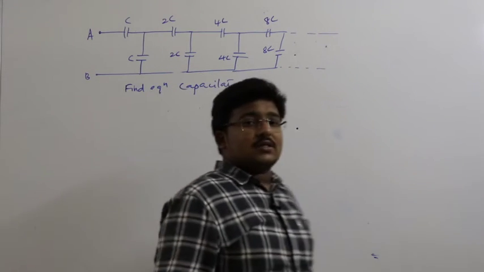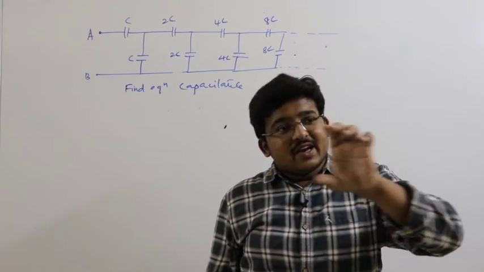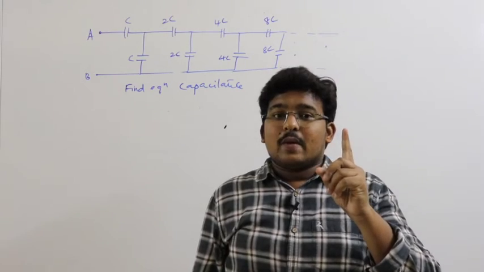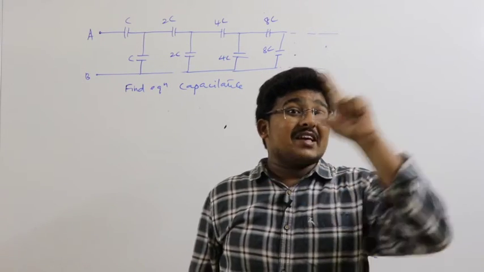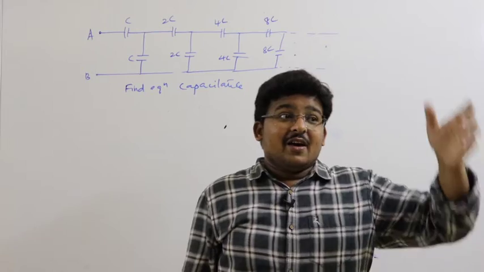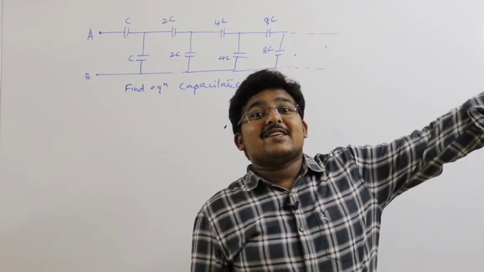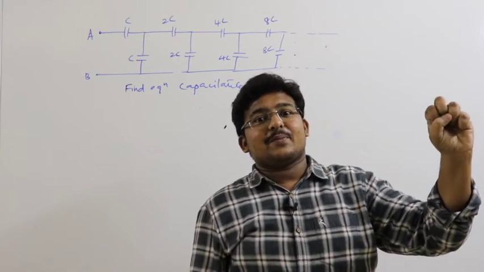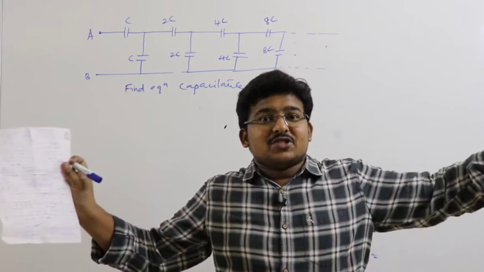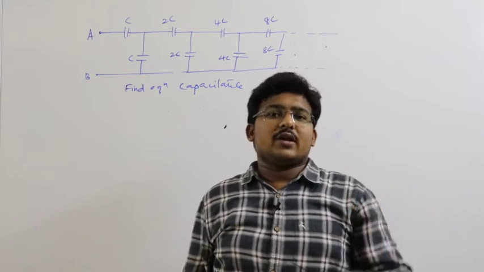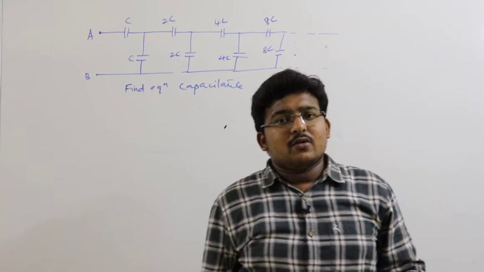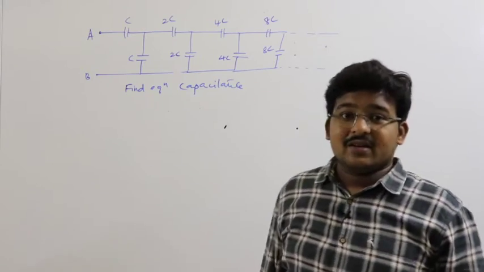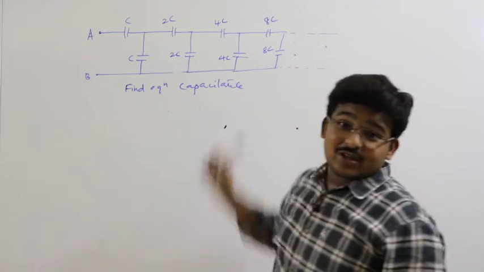We already discussed when an infinite ladder takes place. Now the method I told you: identify some points A, B in such a way that from that point you again get the same problem, so that you can keep the whole thing as some equivalent capacitance. Now the entire diagram becomes very short, then you can reduce the circuit and find the equivalent capacitance. But here there is nothing to do like that, because here each capacitance value is changing.